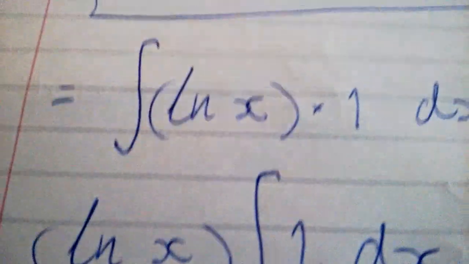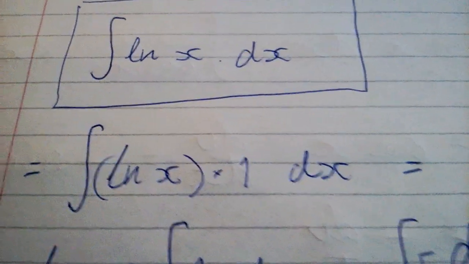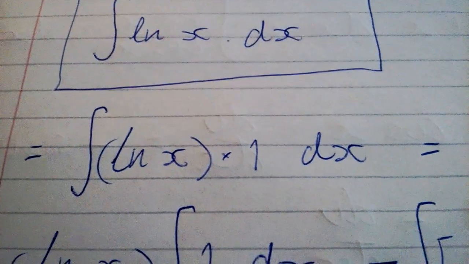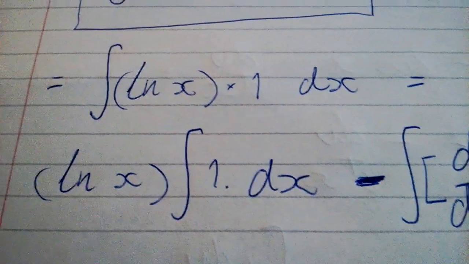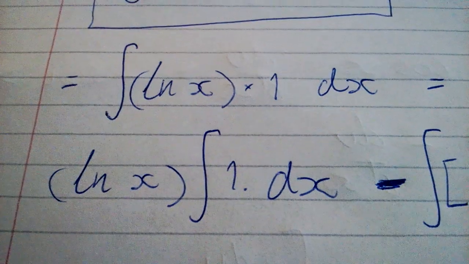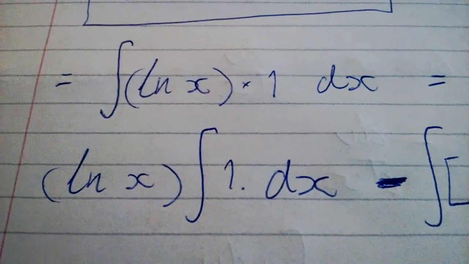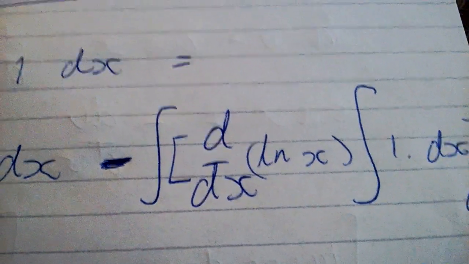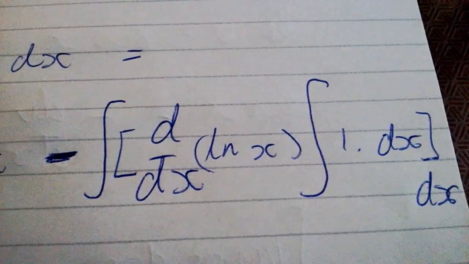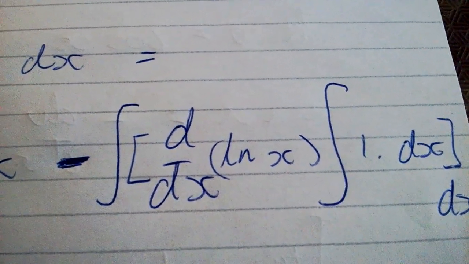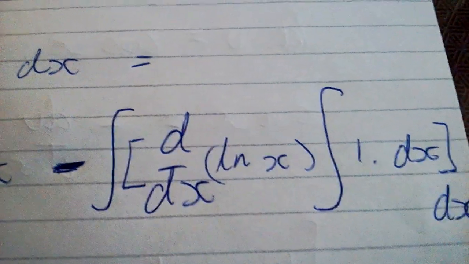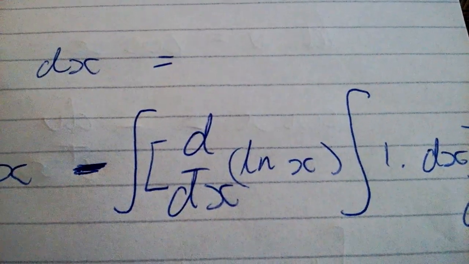So to integrate that then, the first step is we're just going to take the natural log of x itself, and then the second part is just the 1. And then we're going to subtract the integral of the product of the derivative of natural log of x times the integral of 1 dx. So the two parts are natural log of x, and then 1.